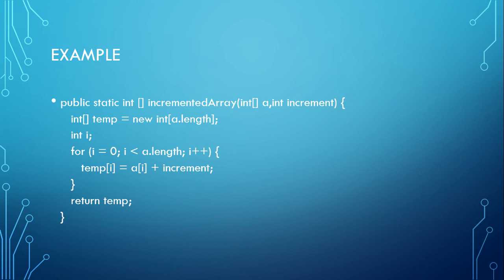So here's an example: public static int[] incrementedArray(int[] a, int increment). And so we're going to do int[] temp is equal to new int[a.length]. And so then we say for i equal to 0, i less than a.length, i plus plus, temp[i] is equal to a[i] plus increment, return temp. So pretty straightforward, I think. You're pretty much taking whatever is in this first array here, and you're incrementing it.